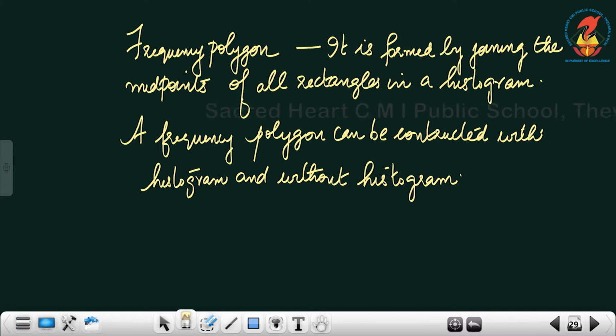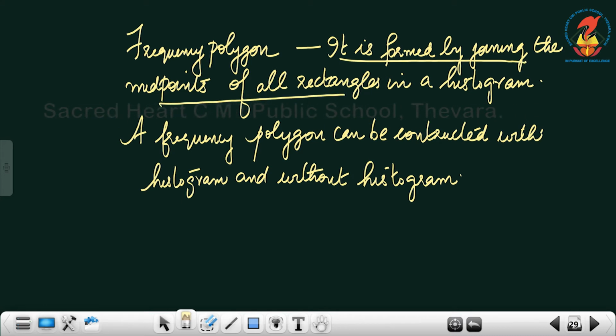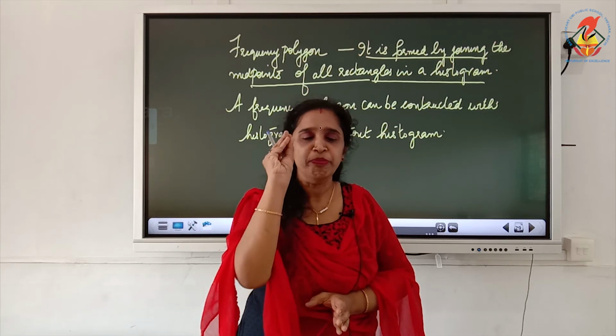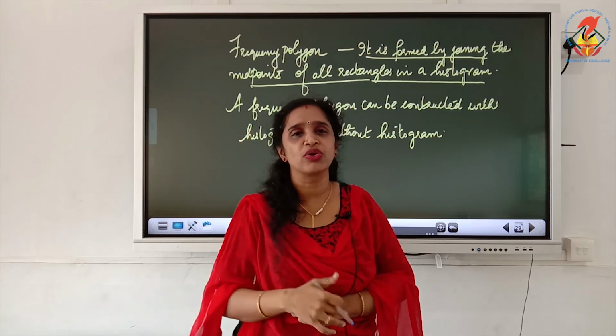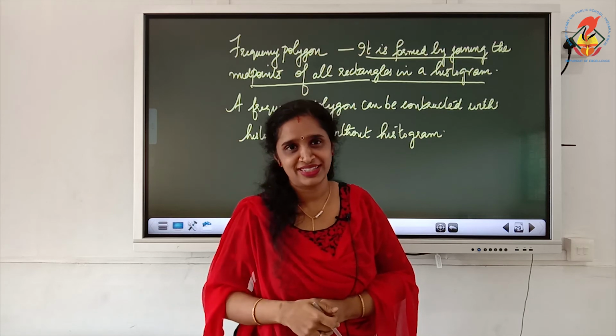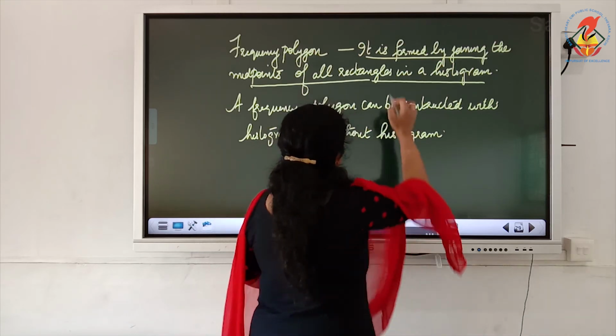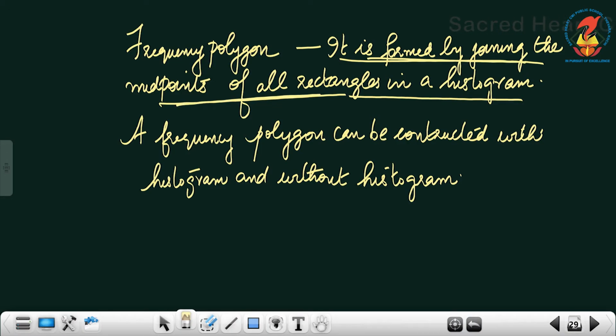What is a frequency polygon? Frequency polygon is formed by joining the midpoints of all the rectangles of a histogram. It is just drawing a histogram and then the midpoints of the bars will be connected. That is all about the frequency polygon. So, we have to draw the histogram first and mark the midpoint from the bars.